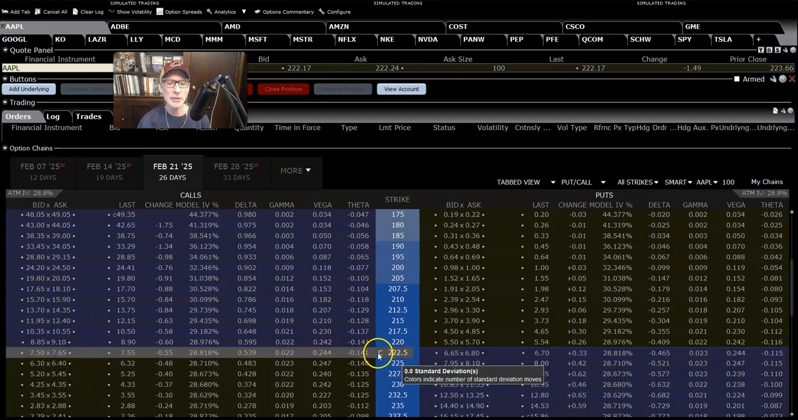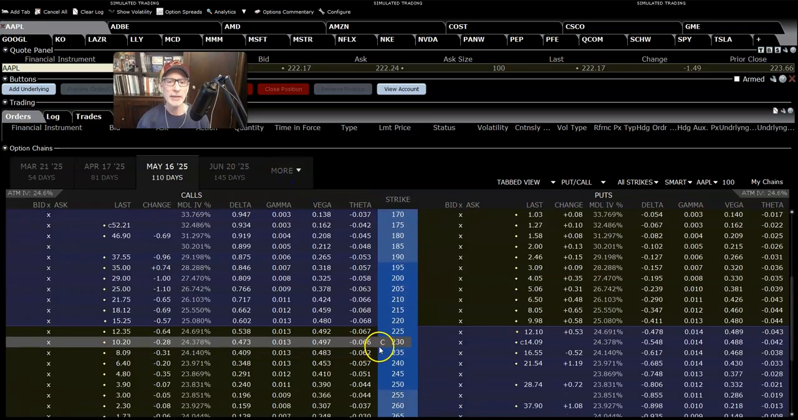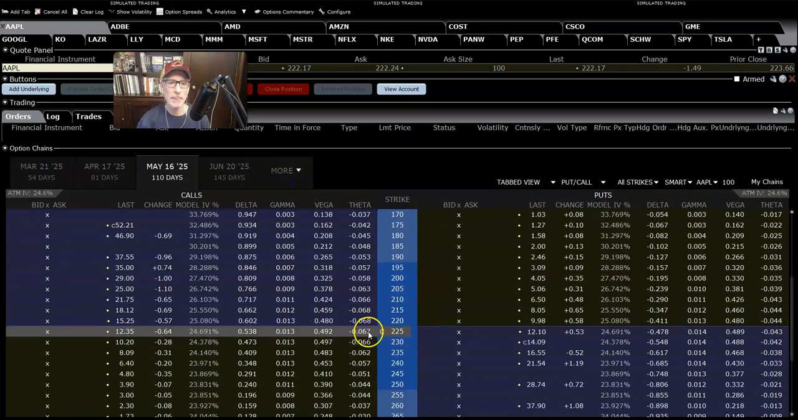At the money strikes have the highest theta decay or time decay. So you're fighting a losing battle. Each day that the stock doesn't move in your favor, that time decay is killing you, is taking money out of your pocket because the option's moving on towards expiration. And like I said, if you go out to a further expiration date, the theta is smaller.